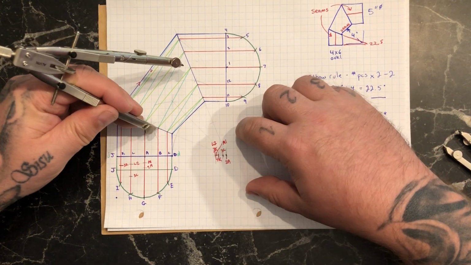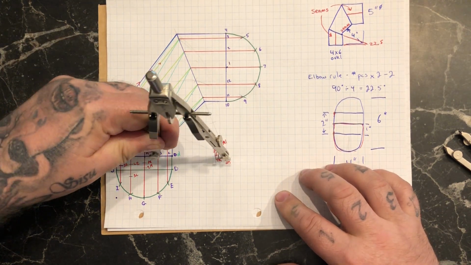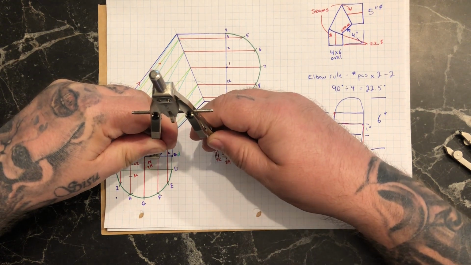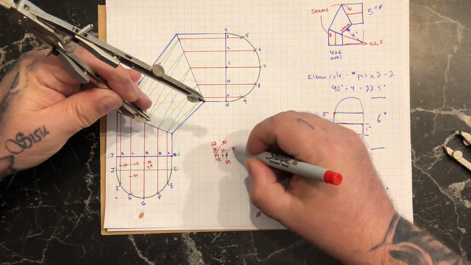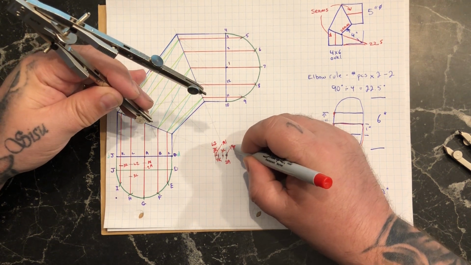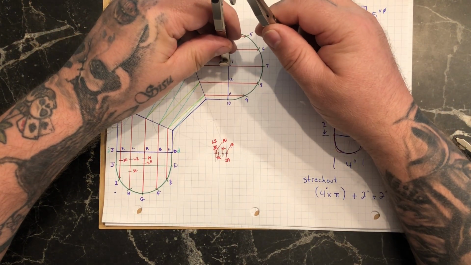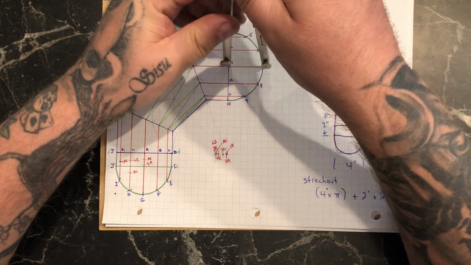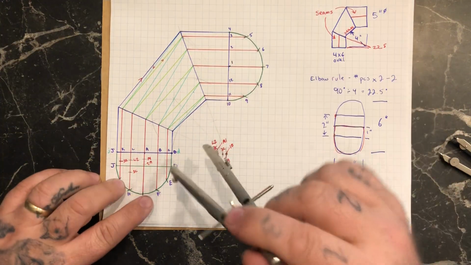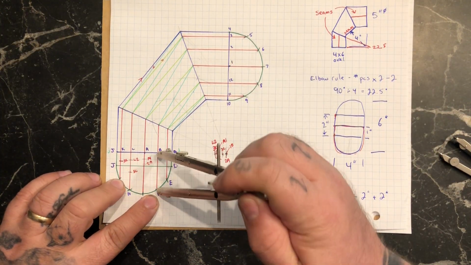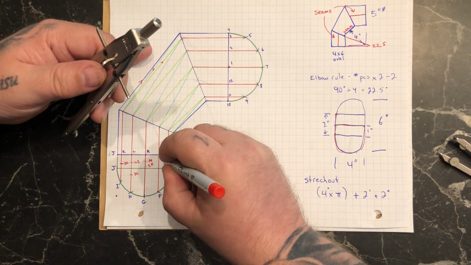Yeah, so 1 down to B. I'm going to take that measurement there, bring it down to the baseline of B, swing an arc, 1B. Take the profile of 1, subtract it off of the B line here, the profile of B. 1B.